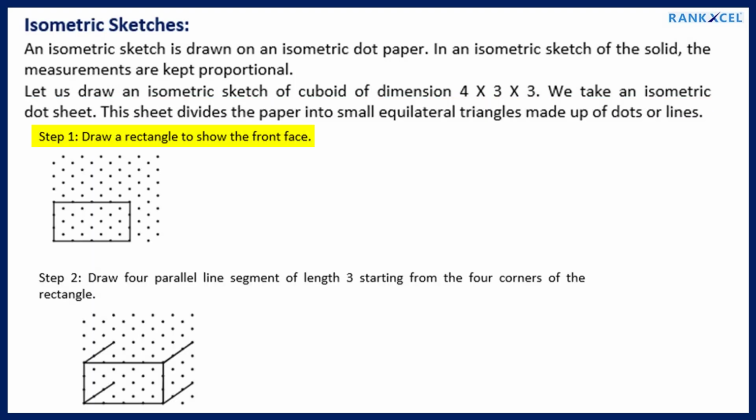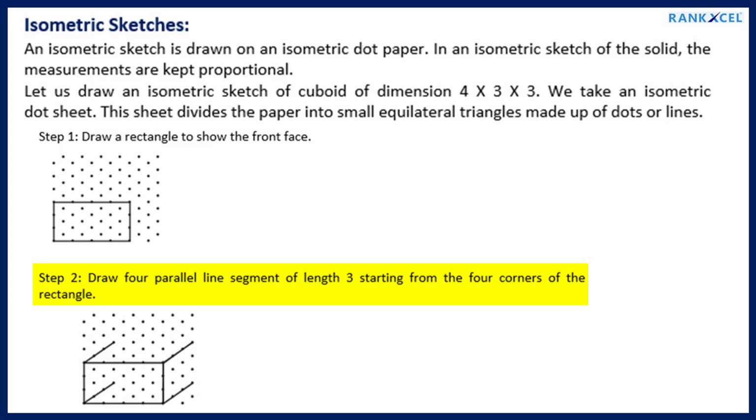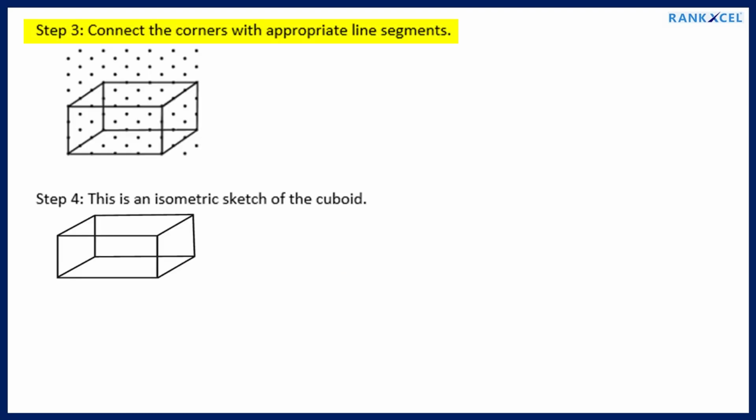Step 1: draw a rectangle to show the front face. Step 2: draw 4 parallel line segments of length 3 starting from the 4 corners of the rectangle. Step 3: connect the corners with appropriate line segments. Step 4: this is an isometric sketch of the cuboid.